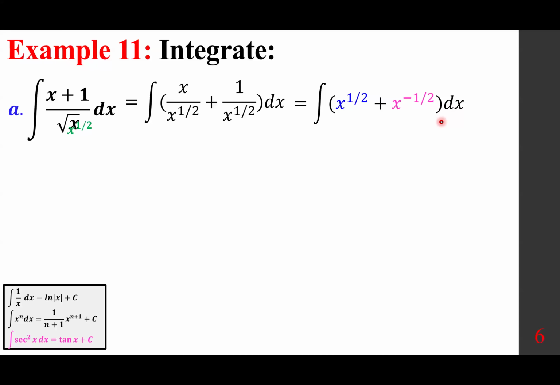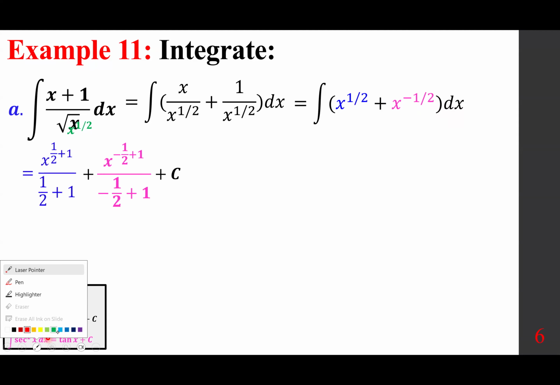So what do we do next? Power rule. We're going to use the power rule. 1 over 1/2 plus 1, x to the power of 1/2 plus 1. This one, 1 over negative 1/2 plus 1, x to the power of negative 1/2 plus 1. Since we are done, we add a constant. So this is 3/2.